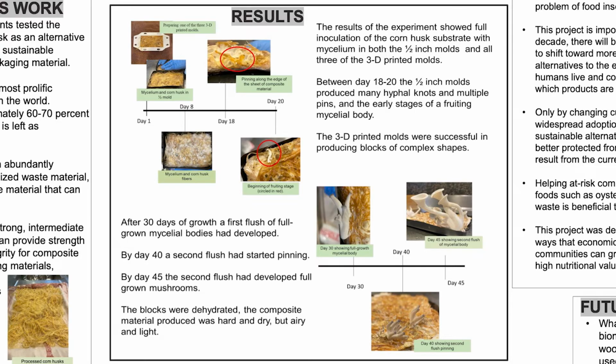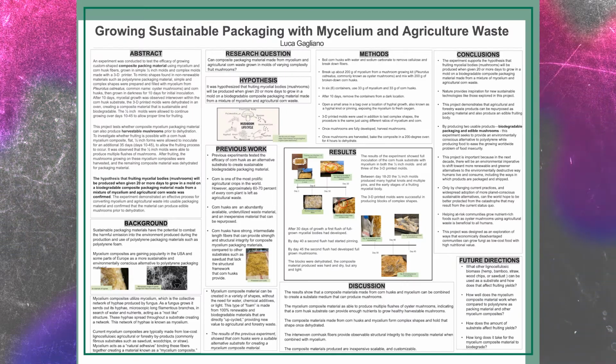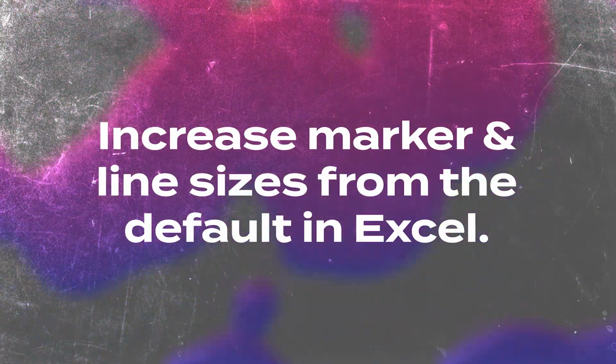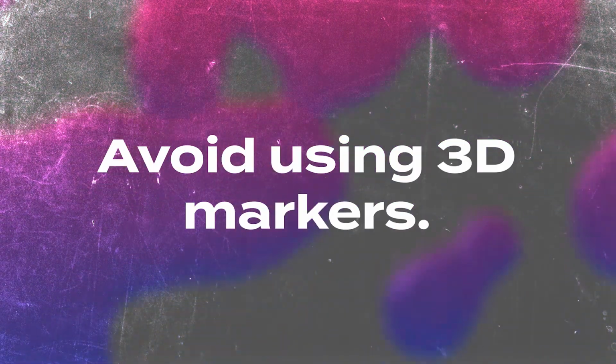Your colors must be legible. They should be distinguishable from each other easily and be able to print dark enough to be seen clearly. Avoid using red and green together for clarity for those with color blindness. Avoid yellow because it often does not print dark enough. It's a good idea to increase the marker and line sizes from the default in Excel to improve legibility. Avoid using three-dimensional markers that may make your graph harder to read.